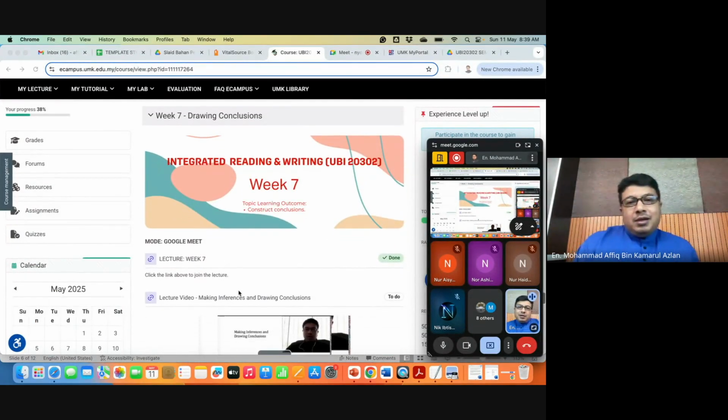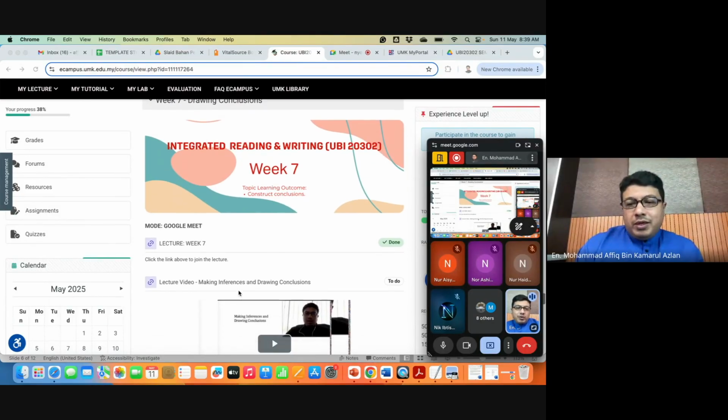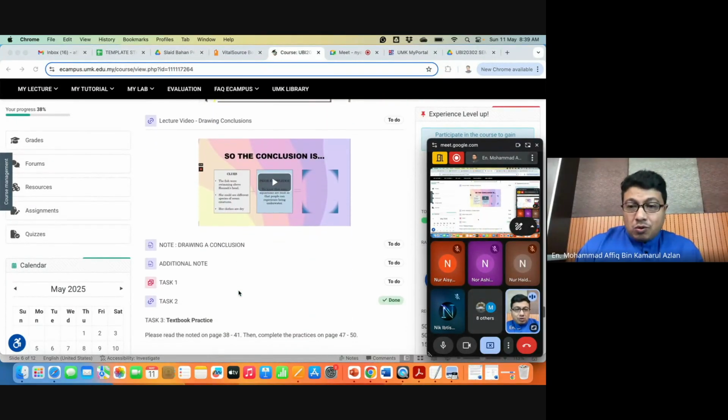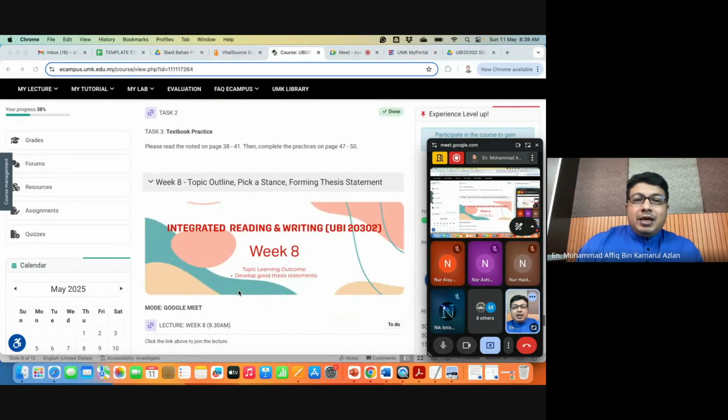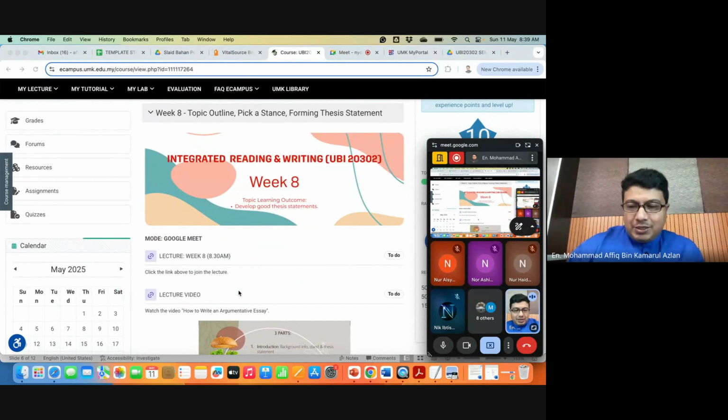And weeks 6 and 7 were making inferences and drawing conclusions. And week 8, which is this week, is another new topic, which is writing the introduction paragraph. So now we are talking about writing. Previously we were talking about reading. So starting from this week, we're going to talk about writing skills. And week 8 is writing the introduction paragraph.